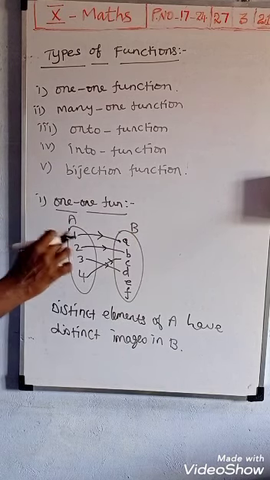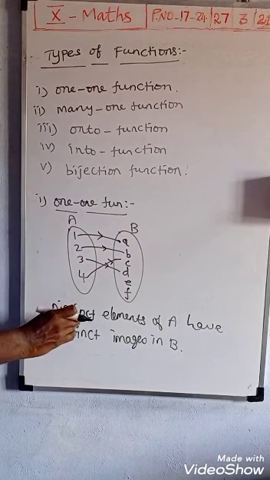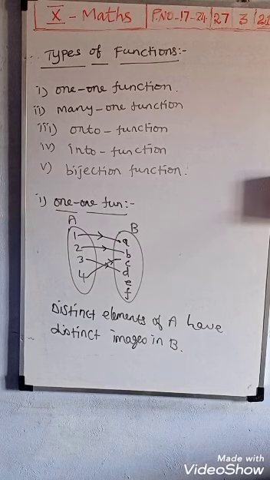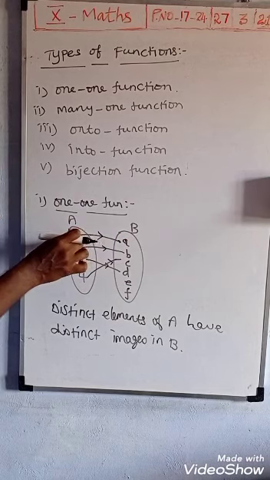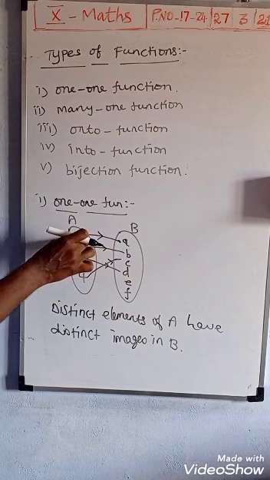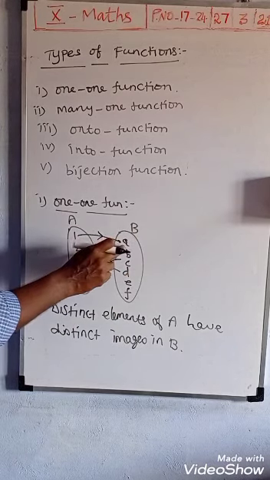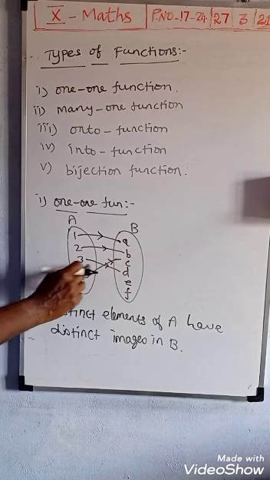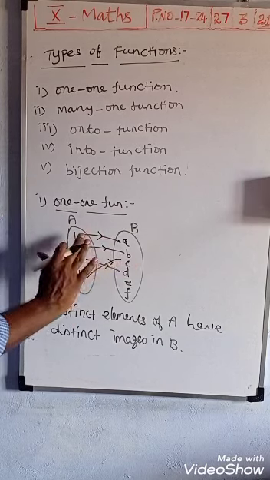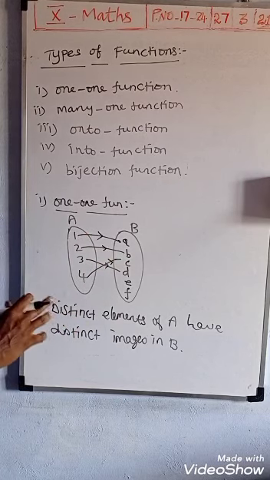It is called 1-1. So see, the number 1 has a distinct image. We can say distinct, or else different, elements in A have different images in B. Pre-image and image must be different. That means 1 has a different image A, 2 has a different image B, 3 has a different image D, 4 has a different image C. And here all the elements are mapped. All the pre-image elements, all the A elements, are matched. So it is called a 1-1 function.